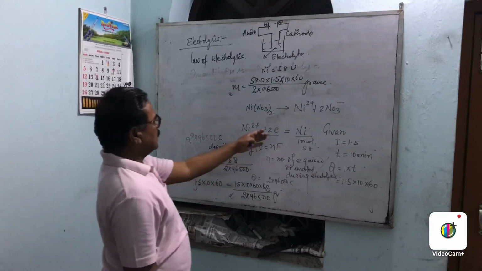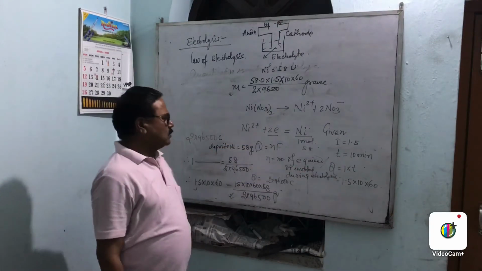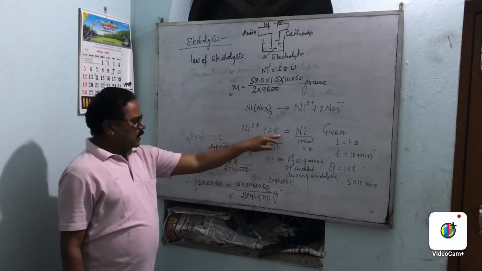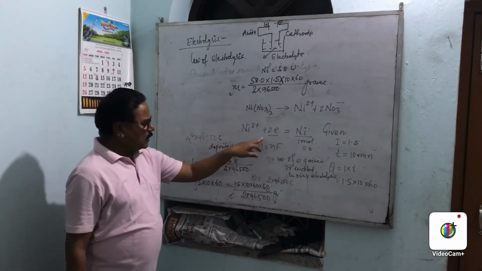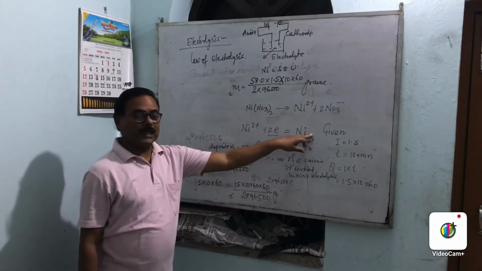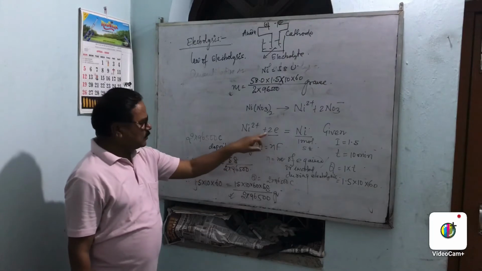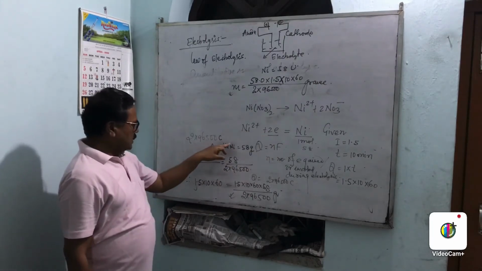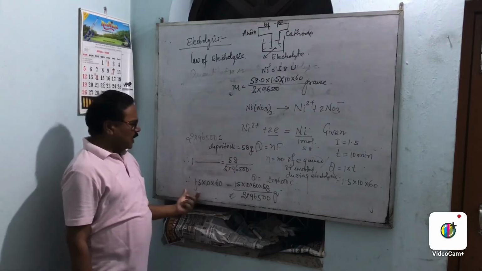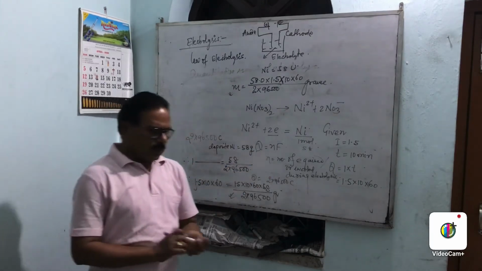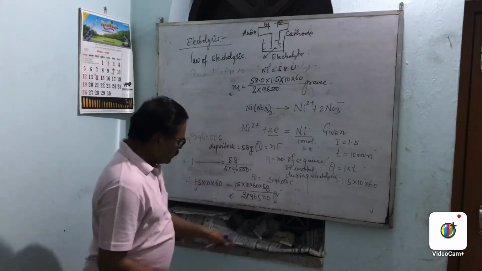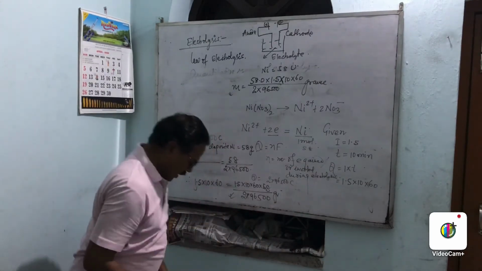In both cases we have the knowledge Q is equal to It and Q is equal to nF, right? So from here, this is how much charge is needed to deposit 1 mole of nickel. Q is equal to nF, 2 into 96,500, this much charge is needed to deposit 58 gram, and for the given coulomb we are able to deposit this much gram. So the quantitative aspect is related in that formula also.